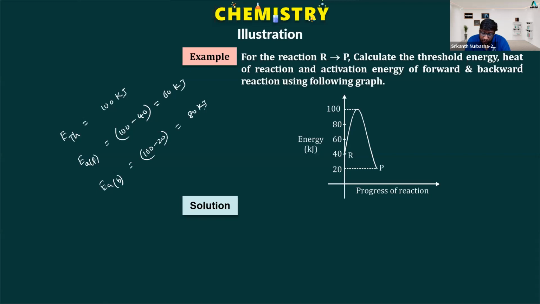And what else did they ask? Heat of reaction, delta H is equal to minus 20 kilojoules. It is activation energy of forward minus activation energy of backward, or enthalpy of product minus enthalpy of reactant. Delta H you can calculate as activation energy of forward reaction minus activation energy of backward reaction. Delta H you can also calculate as enthalpy of product minus enthalpy of reactant.